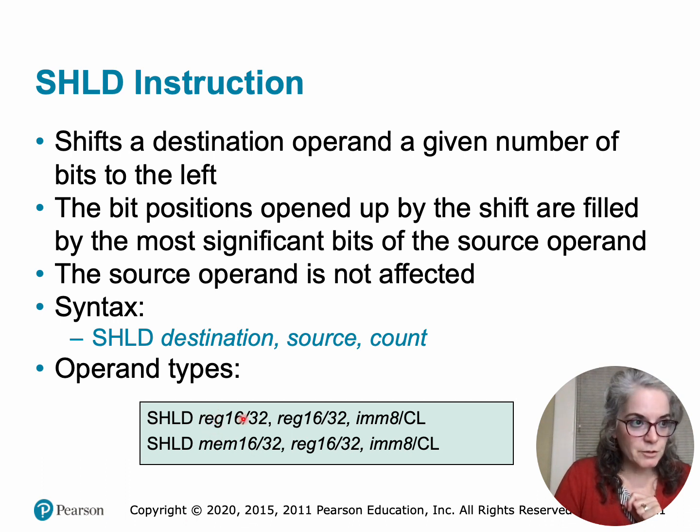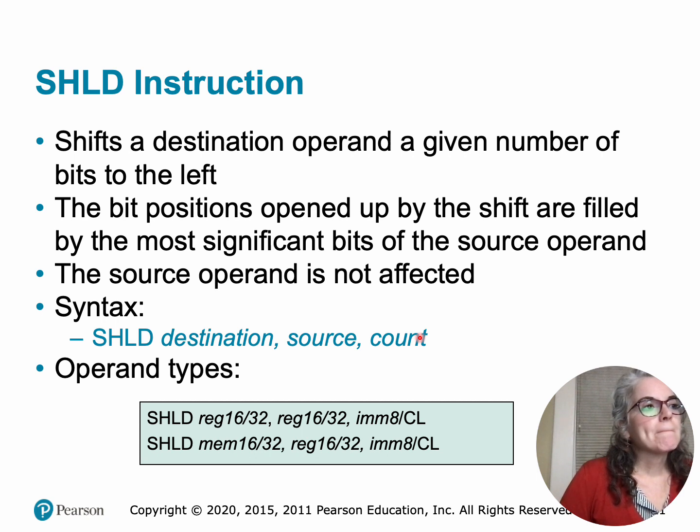You can have a register, and an immediate value like a number 5, 2, 1, or the CL register, or you can have a memory location, which is a variable, a register, and immediate number or the CL register. So we're going to have destination, source, and count.